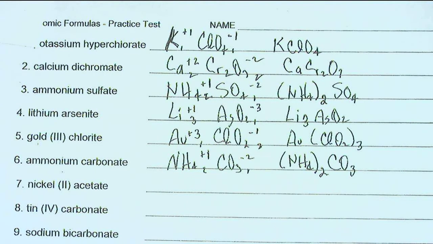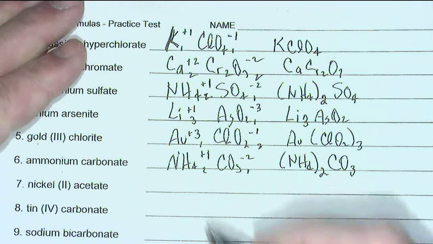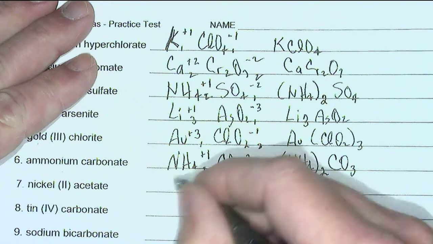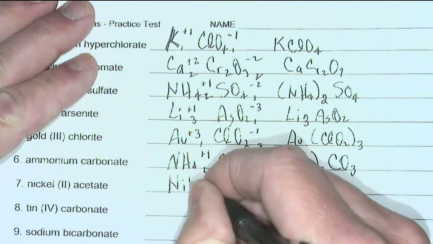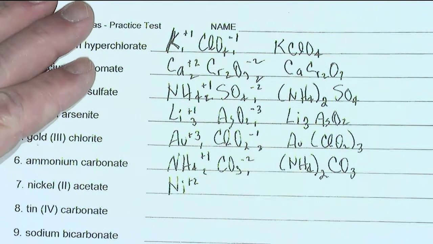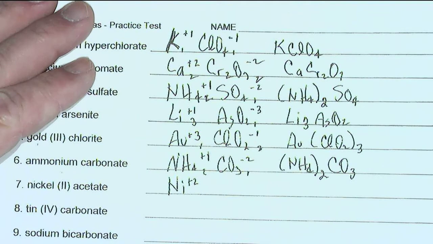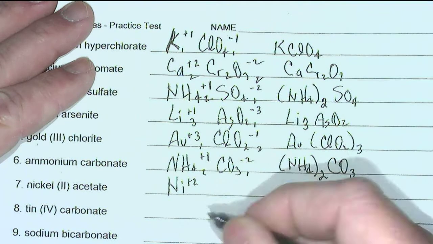Okay, nickel 2 acetate. Once again, this tells us nickel is a +2. And the acetate ion is in the -1s. It is C2H3O2.